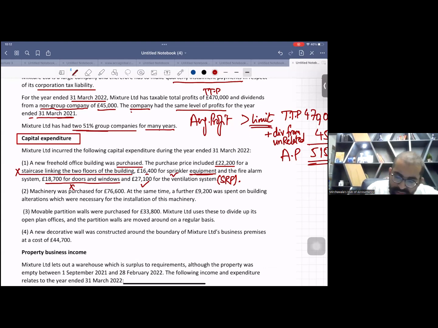The next thing, machinery was purchased for 76,600. Machinery is always part of plant and machinery. At the same time, a further 9,200 was spent on building alterations which were necessary to make the installation of this machinery. This is from an old past paper, nothing new. Quick response is needed. When I teach, I give the example of IAS 16. As the machinery is plant and machinery, the alteration which is needed to fix the machinery is also part of plant and machinery. Like in IAS 16, remember we capitalize installation cost. So yes, these two things, this one plus this one, will be part of plant and machinery.